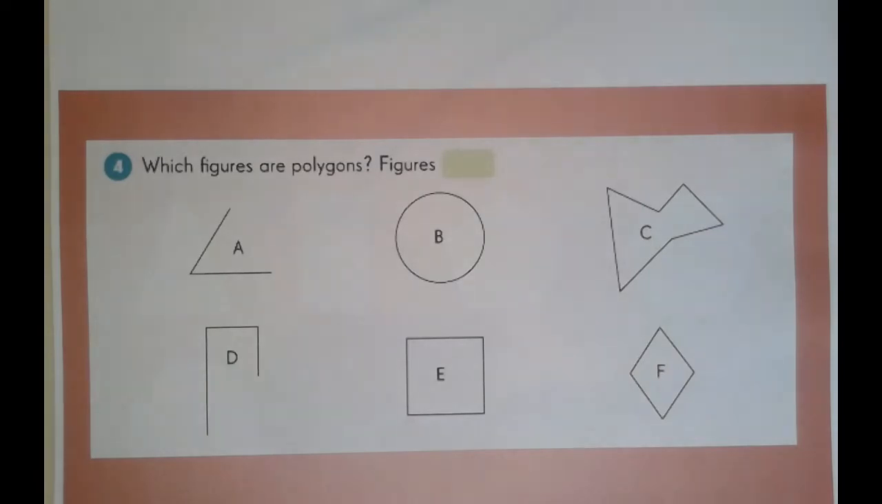Okay. Put a check mark next to the letters that show polygons. So if you think A is a polygon, put a check mark next to it. If you think it is not a polygon, do not put a check mark next to it. Letter B, if you think it is a polygon, put a check mark next to it. If you think it is not a polygon, leave it blank. Do the same with C, D, E, and F. And then we're going to review in a minute which ones are polygons and which ones are not.